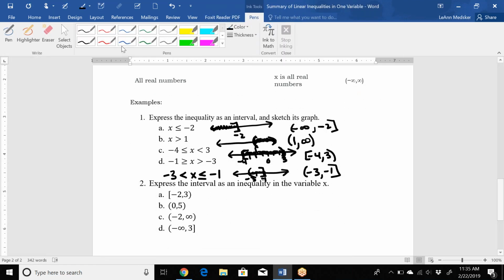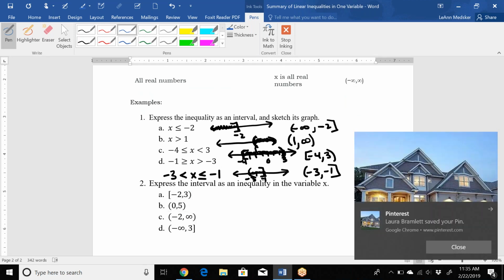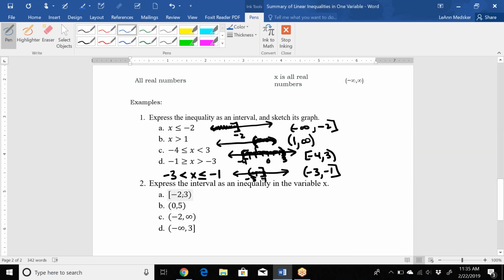Okay, so these are the opposite direction. We're going to take the interval and we're going to write it back as an inequality. So here's a quick way to kind of figure out which way this is going to go. You've got the bracket and the parentheses to tell you if there's going to be equal to or not. And if there are two numbers, you know that x is in between. If you have an infinity, you know you're going to be either a greater than or less than, depending on which way it goes, and it's going to be a singular statement.